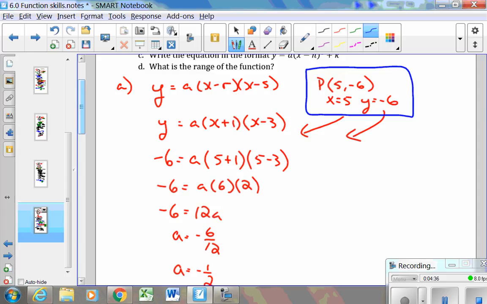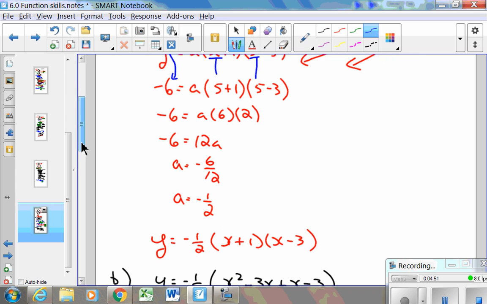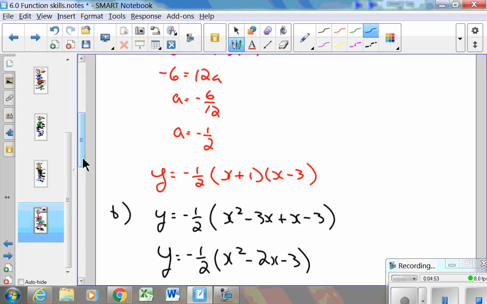So wherever you have x, I plug in the value of 5, and wherever I have y, I plug in the value of negative 6. I get an equation. Again, out of the 5 parameters, I know 4 of them. Or I guess out of the 4 parameters, I know 3 of them. I plug things in and I solve, and I find a stretch factor is negative 1/2.